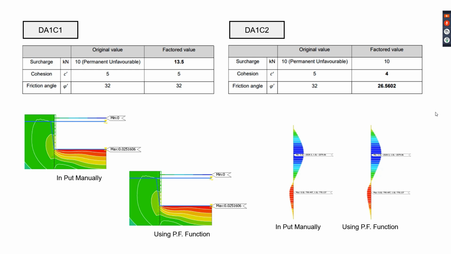So if your FEM analysis program provides the partial factor function, you can save the time of calculating the strength of soil and load with a partial factor. And let me close my presentation and open the GTS NX program to see the usage of this partial factor function in GTS NX.